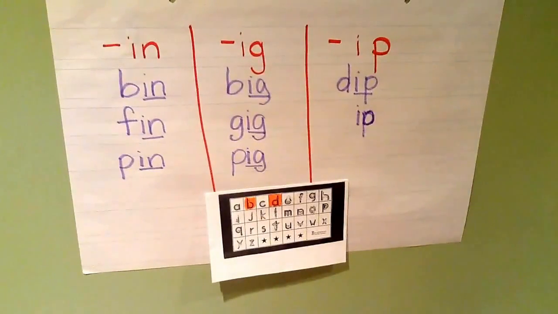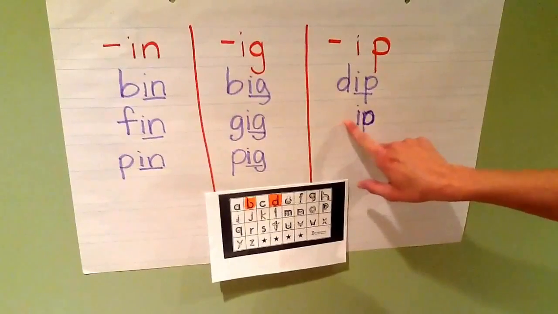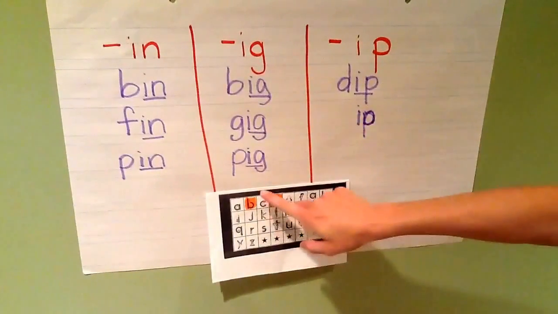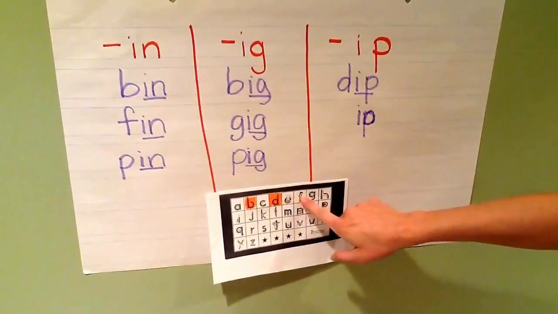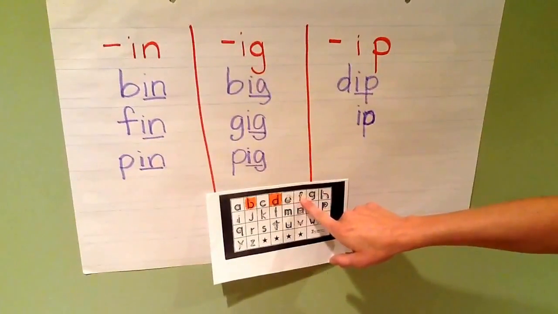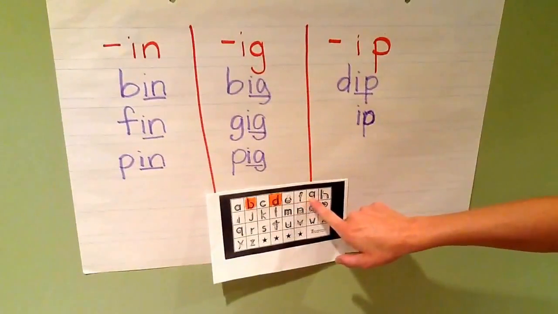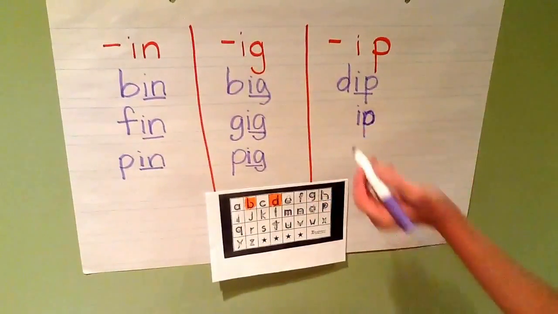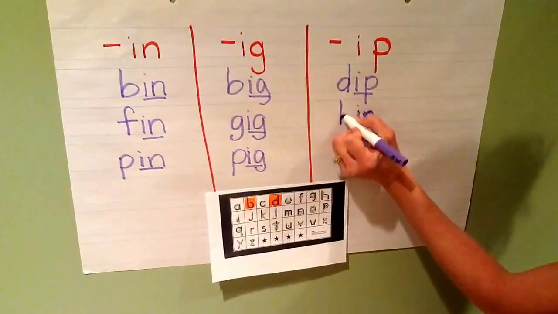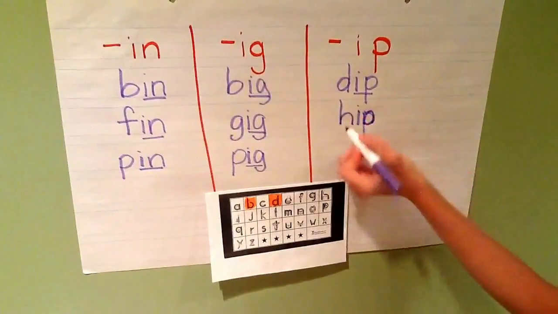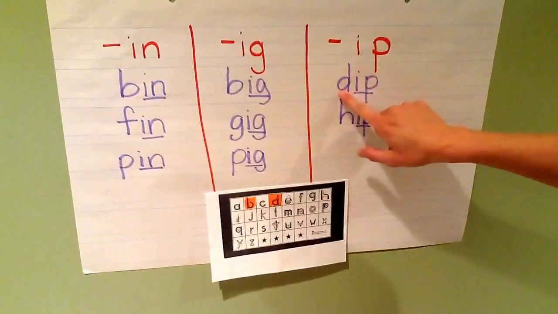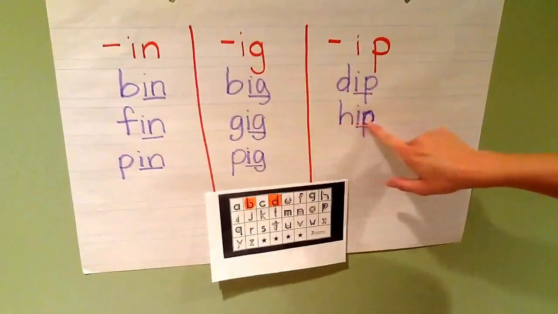Okay, so there is ip again. Let's see, what could we add to the beginning of ip to make a real word? Let's keep looking. Fip. Does that sound right? Gip? No. How about hip? Hip is a real word, isn't it? So I'm going to make an H right there, and I'm going to underline my word family. By knowing ip, it helps me with dip and hip.